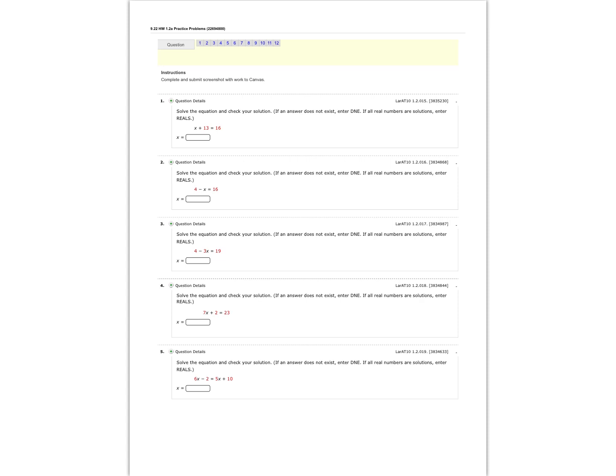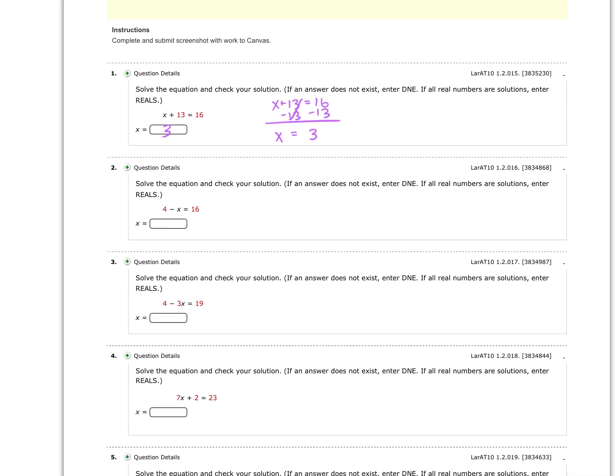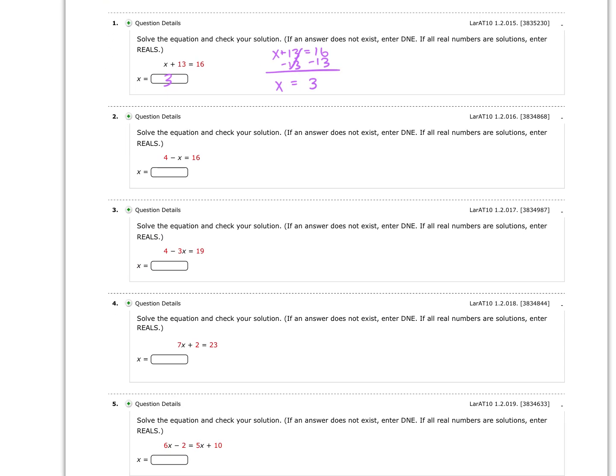In this homework, I'm going to work through the problems from the homework for 1-2A, so I can help you to solve these equations. So in number 1, you have x plus 13 equals 16, and this is a one-step equation. You're going to use the subtraction property of equality that says that you could subtract the same thing from both sides and your equation stays balanced. So x is 3.